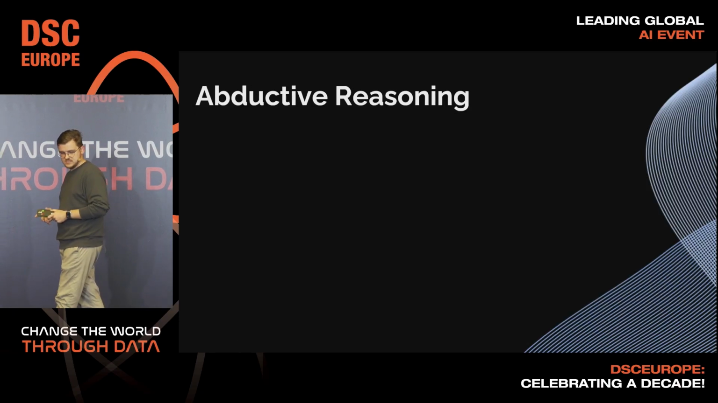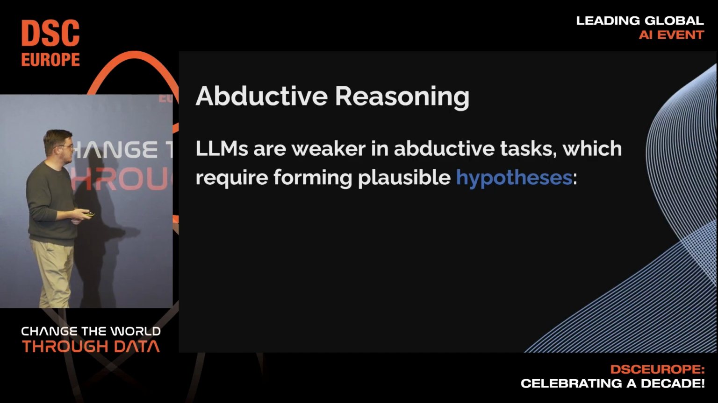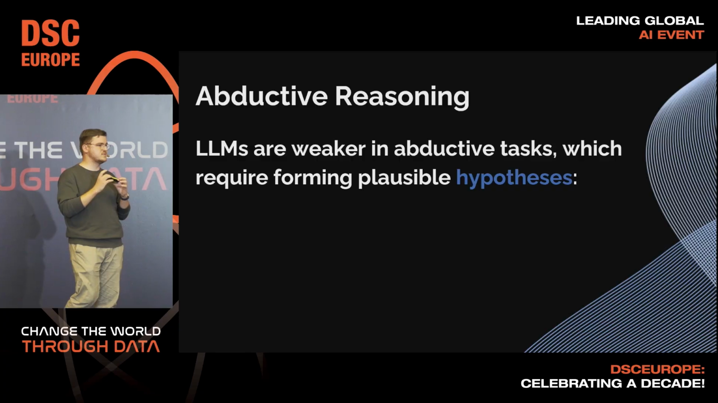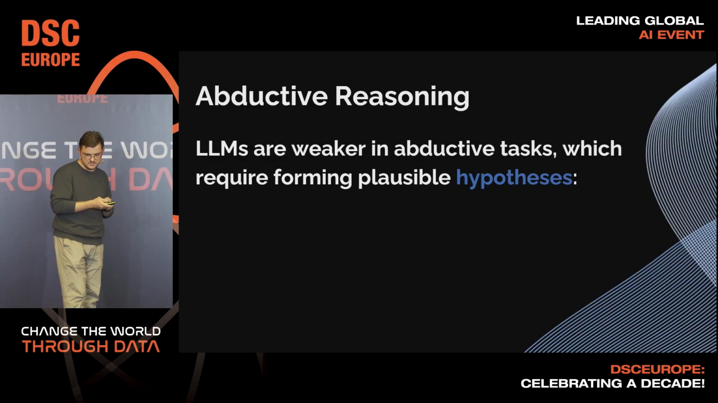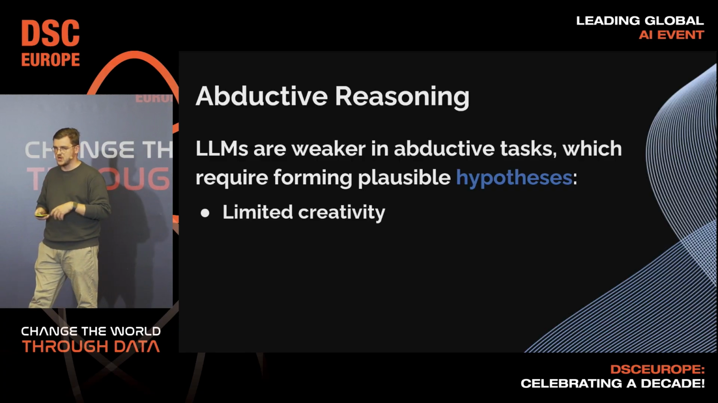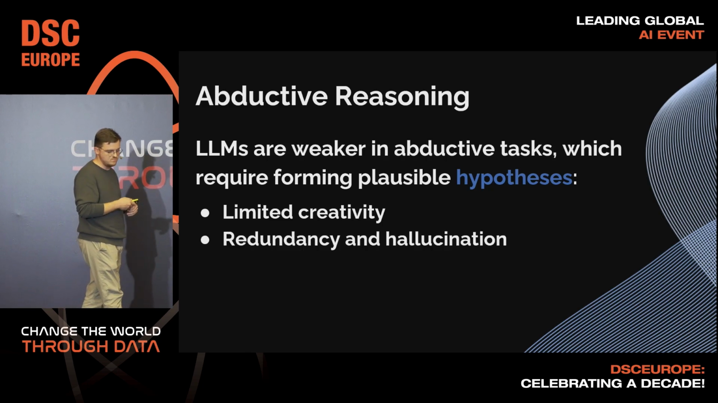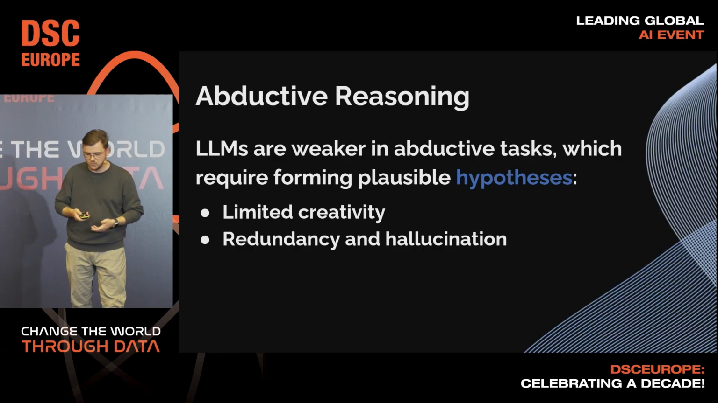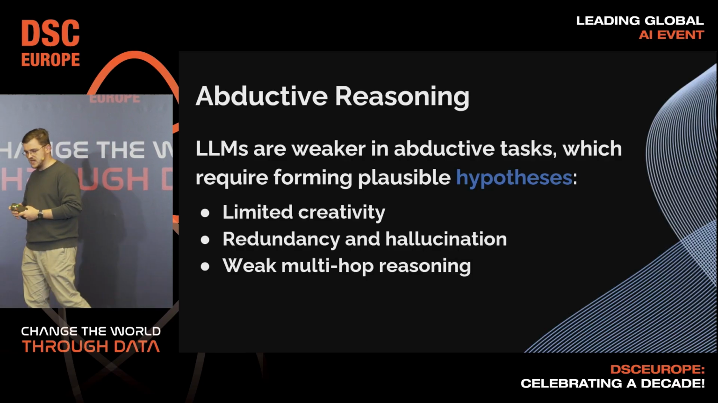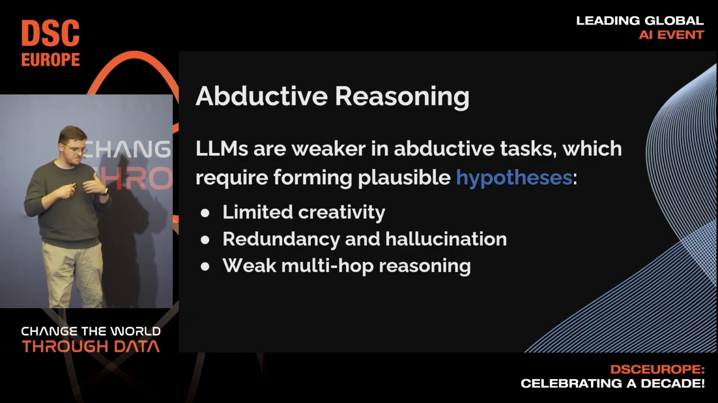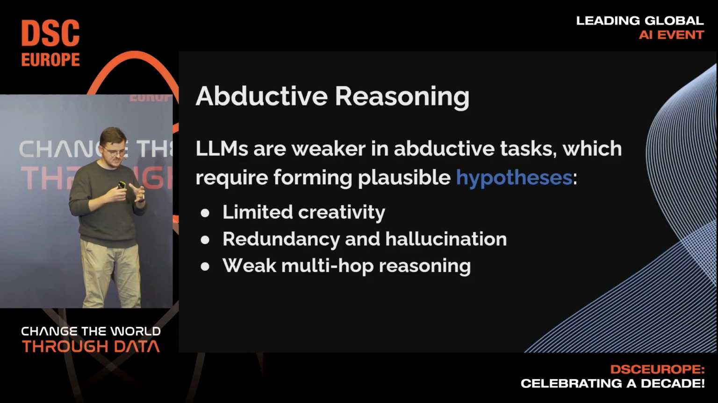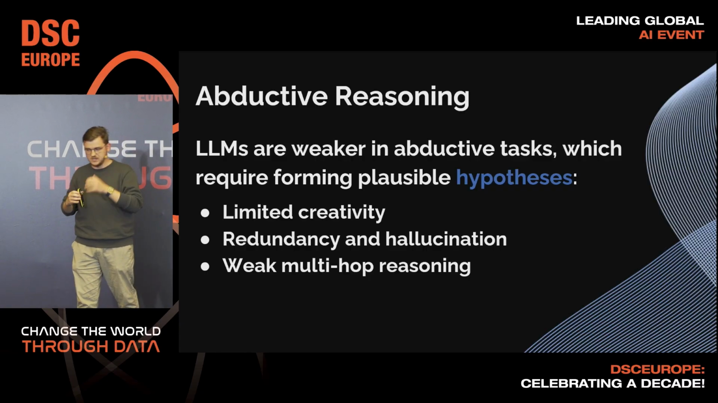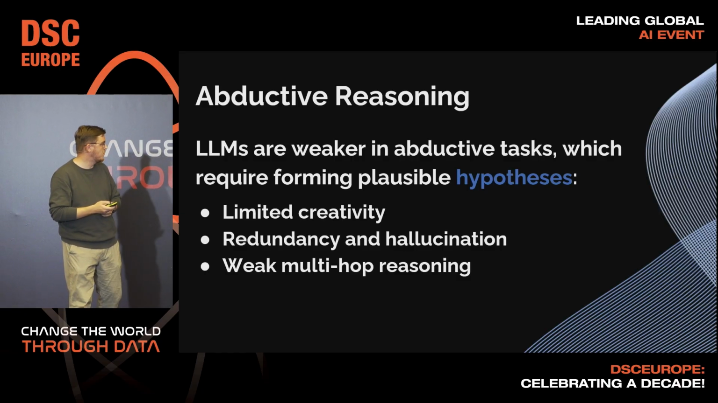And the last one is abductive reasoning, where LLMs tend to be weaker in generating different hypotheses, and they are limited in their creativity and variety. They usually hallucinate and provide some details that are not in context with the task. They also tend to be weaker in providing hypotheses that have to include multi-step reasoning, and the coherence of this multi-step reasoning is a big problem in such a scenario.